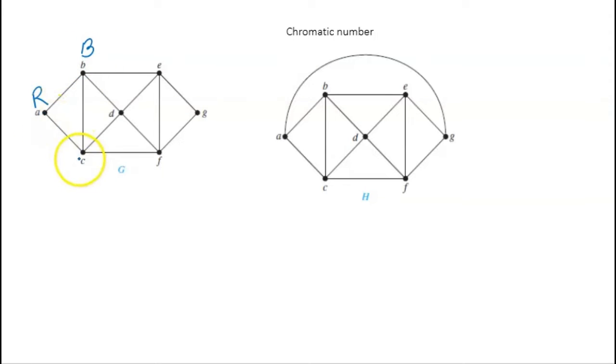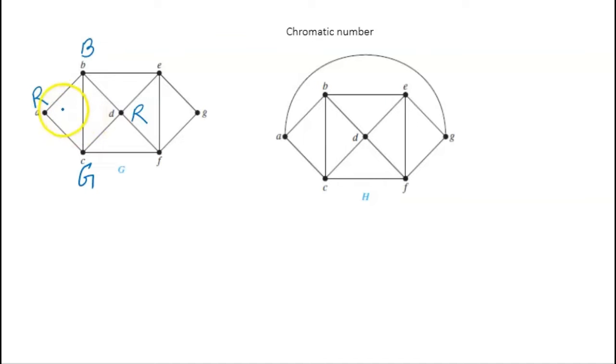And this vertex C, you note, is adjacent to B as well as A. So neither the blue color nor the red color can be assigned. So suppose I assign the green color, right? Now I move to the vertex D, and we can clearly see that D and A are not adjacent, so I can assign red color to this. Here we need to keep the number of colors as small as possible.